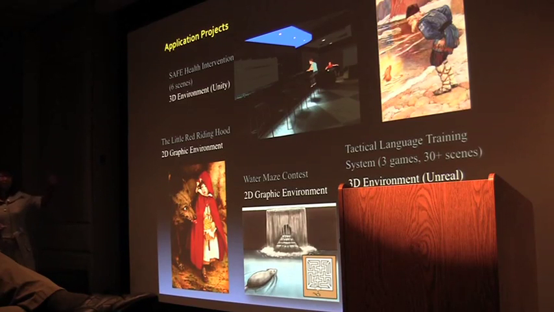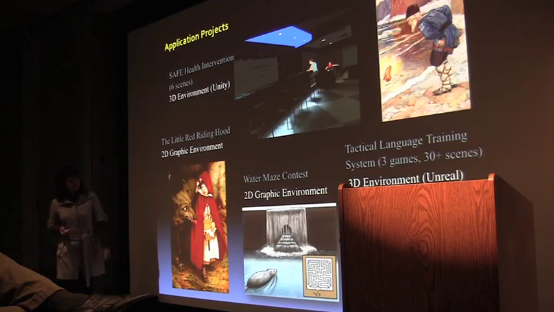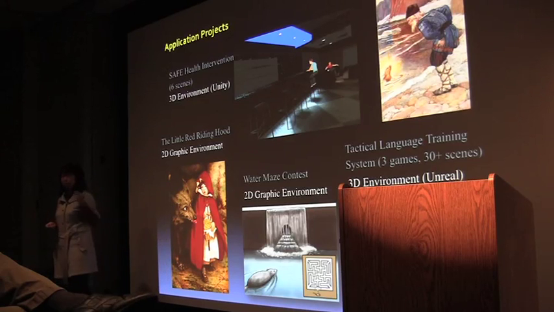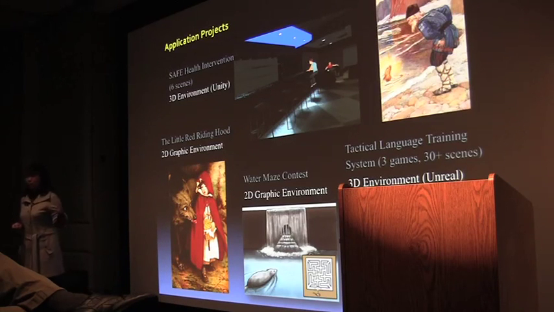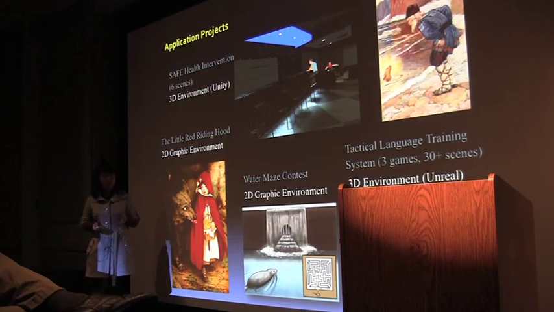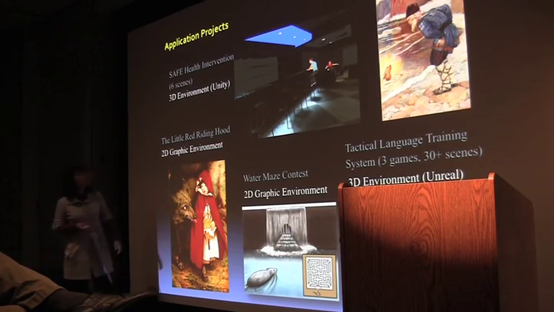These are all the stories that the Thespian framework has been used to model. This is the Little Red Riding Hood story. And the tactical language training system was the first system that the framework was designed for. It serves as a test bed for many aspects of the system. For example, we developed the whole social norm model for the system and tested whether the system can be used to model a story involving multiple scenes.